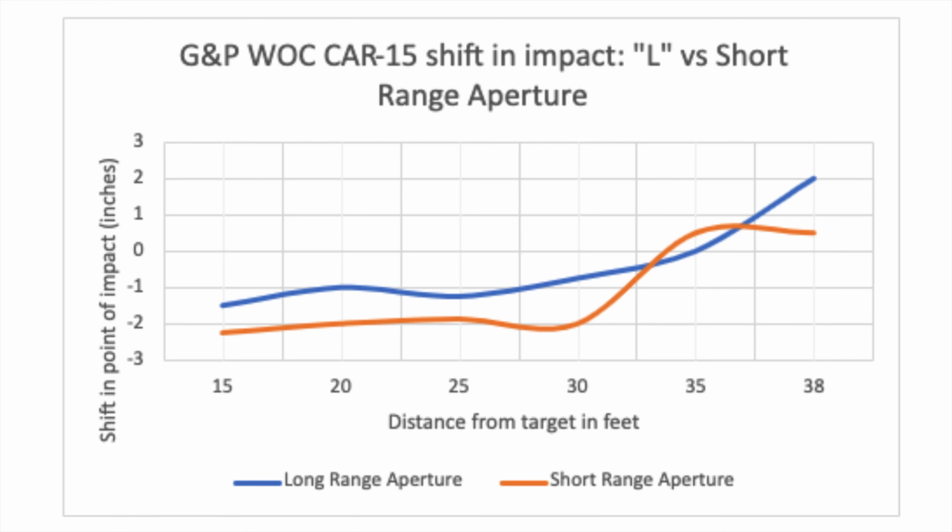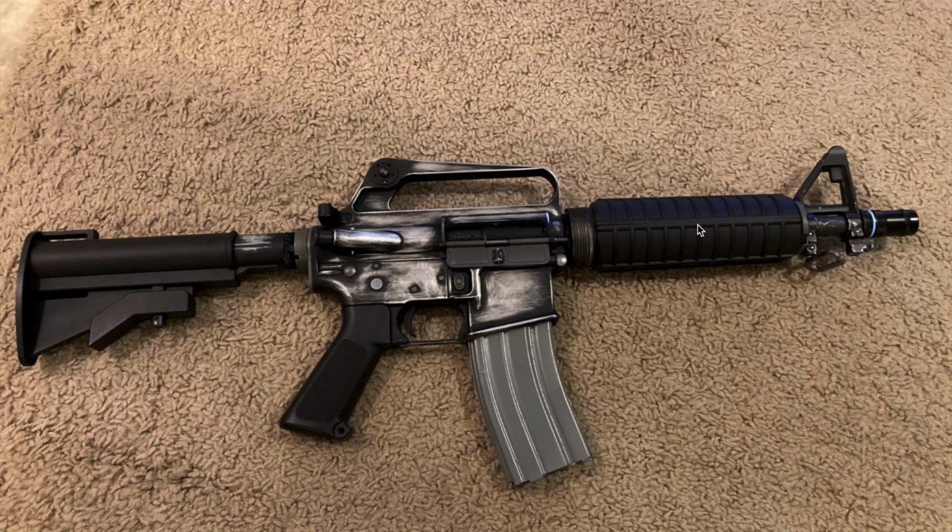You would still want to use the short range aperture for those shots that are less than 40 or less than 50 feet, just to account for this. Because, given that trend we saw with the Marui, this long range aperture will probably result in overshooting your target at that 40 feet, or 50 feet. I don't know, but we'll see.